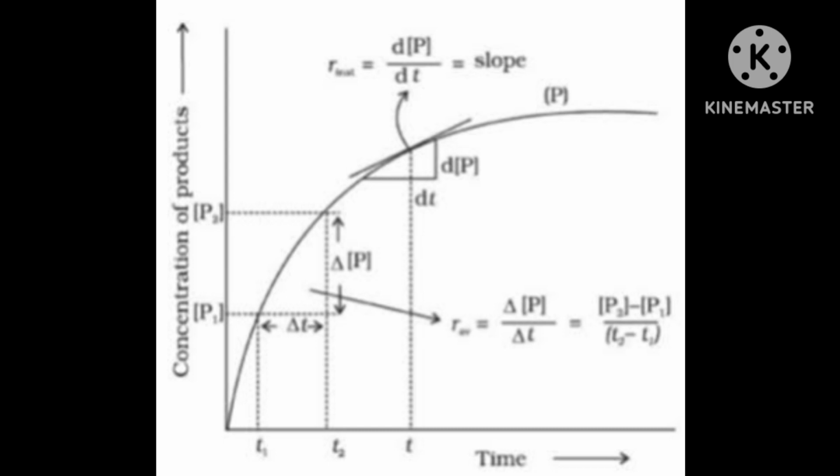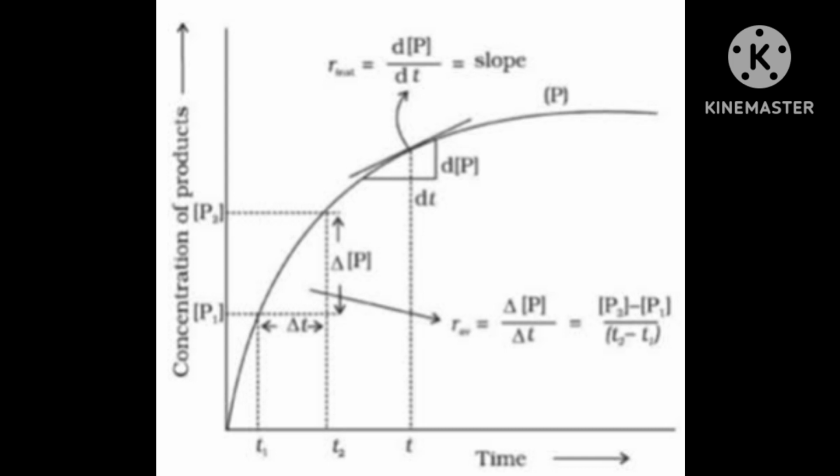Total pressure. In comparison to the total pressure, the pressure of A is called partial pressure. It means the pressure of A divided by the total pressure of A and B. In the same way, the partial pressure of B is the pressure of B divided by the total pressure of A and B. Correct? That is called partial pressure. Now, in place of concentration, the pressure term is used.